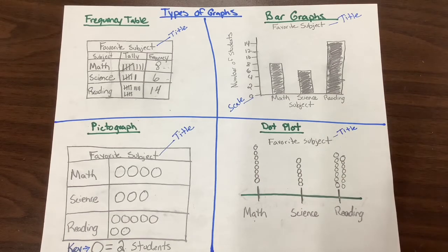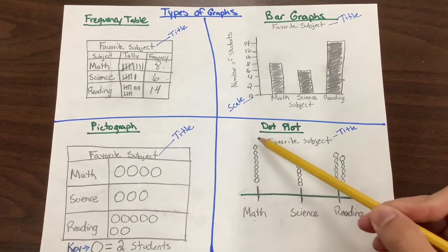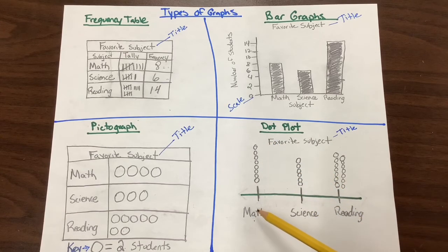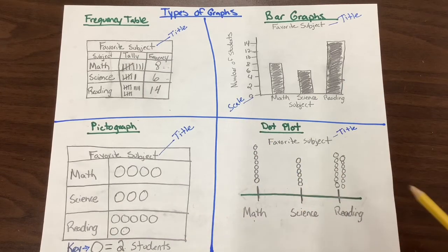Now, during this week, the activities, you're going to use this information to solve problems. So for example, one of the questions could ask you, how many students chose math as their favorite subject? And you can come to your dot plot, your pictograph, or your bar graph, or even a frequency table to see how many students chose math. So you can come and count and say, oh, 8 students chose math. So you'll be using these tables to answer questions.